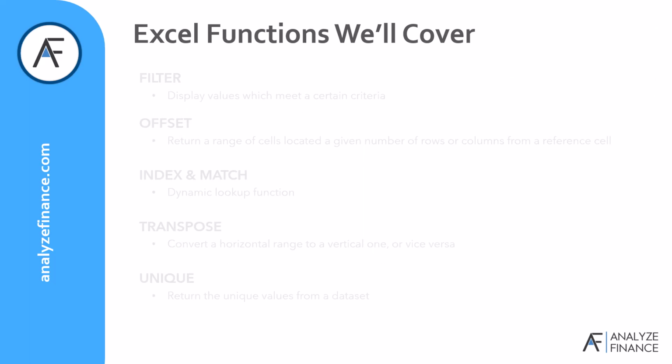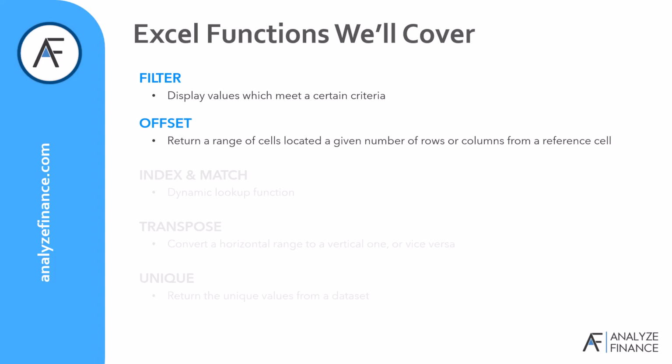So now that we kind of understand what we're going to be doing here, let's talk about the Excel functions we're going to be covering today. So just real quickly, the filter function is going to be used to display values which meet a certain criteria. This one's awesome, I use this one all the time. Offset, this one's not new, but it's very cool. We're going to use this to display year-to-date sales. I think you're really going to think this one's cool. I love it.